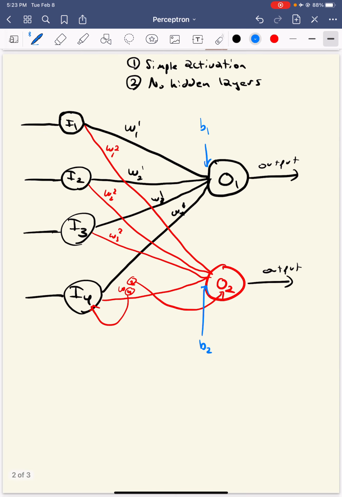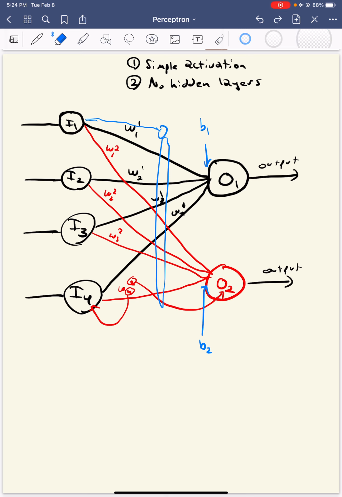So all no hidden layers means is here in this blue area, there's no extra nodes. Like there's not a connection here in the middle that then goes from there to there. That doesn't happen. That's all that no hidden layers means.